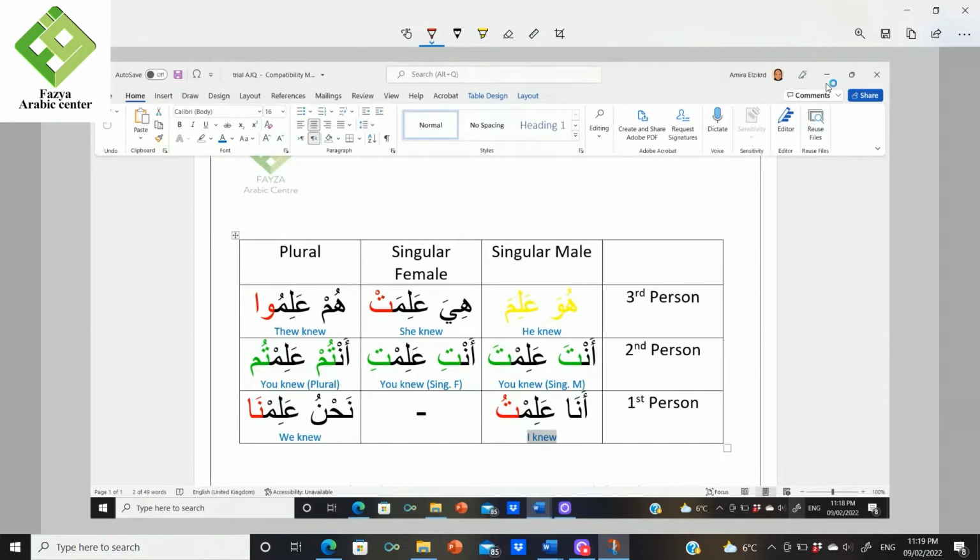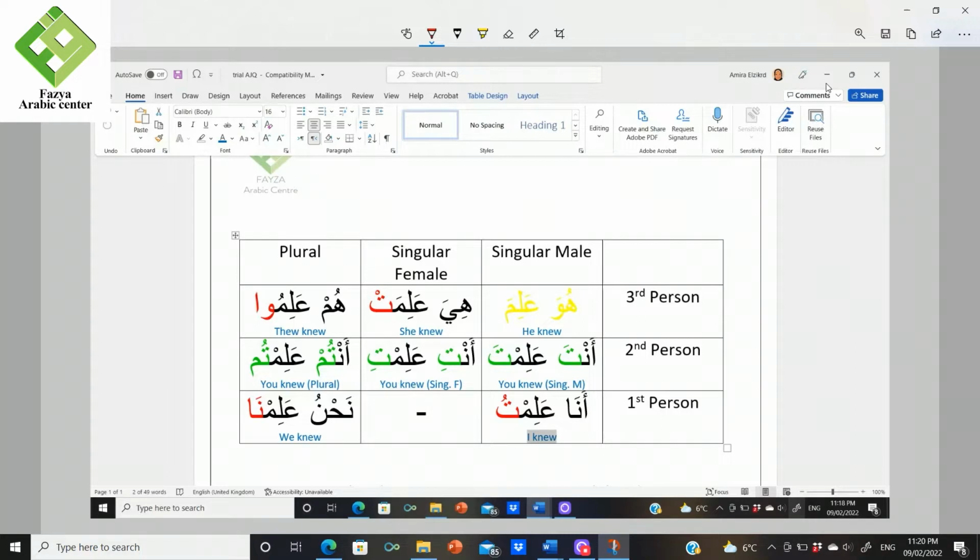Now, today we're not going to talk about the 12 pronouns. We are going to talk only about the singular masculine and feminine, and the plural masculine. So we're not going to talk about the dual or the plural feminine today. This will be in another video, inshallah. Now, let us start by reading these conjugation forms.